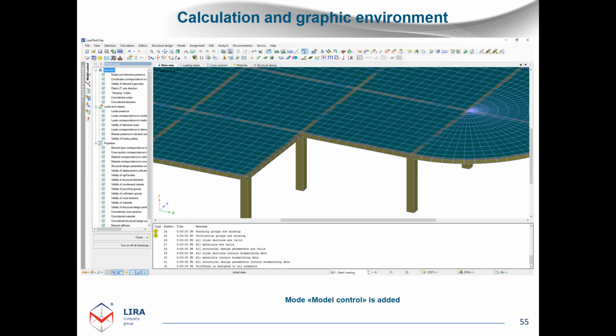We've also added the model control mode. On the left there is a list of control indicators. Each determines a control scheme that is implemented in the program's algorithm. After the design model is created, you can run certain tests based on which the whole design model will be controlled, and a control protocol will appear on the screen. In case of a mistake, a red sign will appear. In case of a warning, there will be a yellow one.